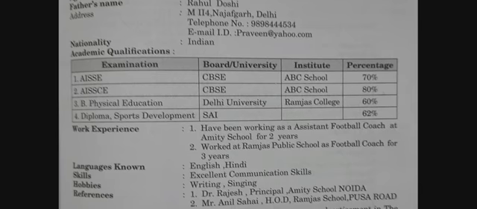Then academic qualification: AISSE from CBSE, ABC School, 70%. AISSCE, CBSE, ABC School, 80%. Bachelor in Physical Education from Delhi University, Ramjas College, 60%. Diploma in Sports Development from SAI, 62%. So these are the educational qualification details. Now work experience. I have been working as an assistant football coach at MET School for 2 years. Worked at Ramjas Public School as football coach for 3 years.